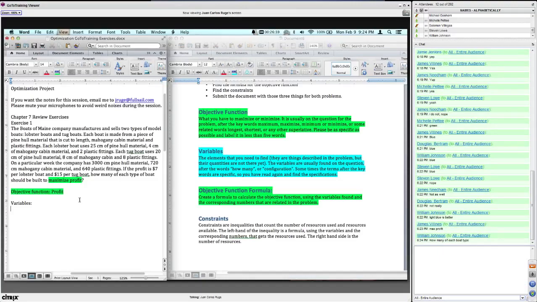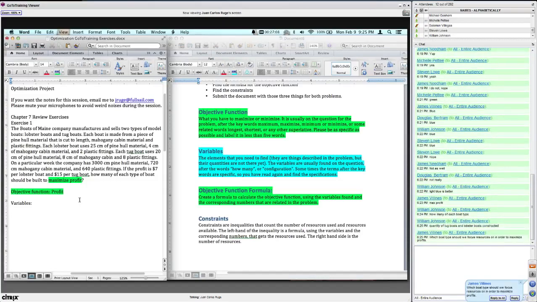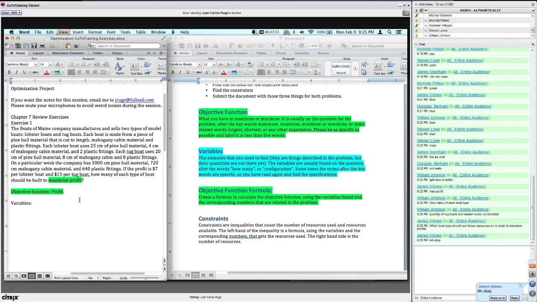How many of each boat type? That's good, William. Now, be more specific. Quantity of tugboats and lobster boats constructed. Awesome. So we have to be more specific and we need to label the letters. We need to use letters. Actually, it is not one or the other, James. You have to focus on both. How many units from one kind and how many units from the other kind.